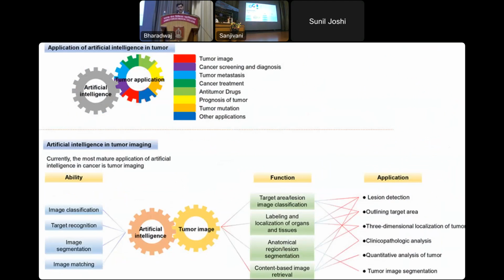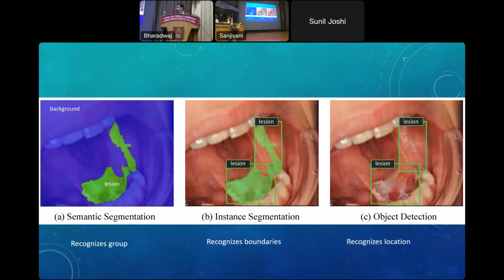Applications of AI in malignancy include tumor imaging, cancer screening, tumor metastasis, cancer treatment, anti-tumor drugs, prognosis, mutation, and other applications. So how exactly is artificial intelligence used in tumor imaging? It is just the way Tesla uses it in auto drives.